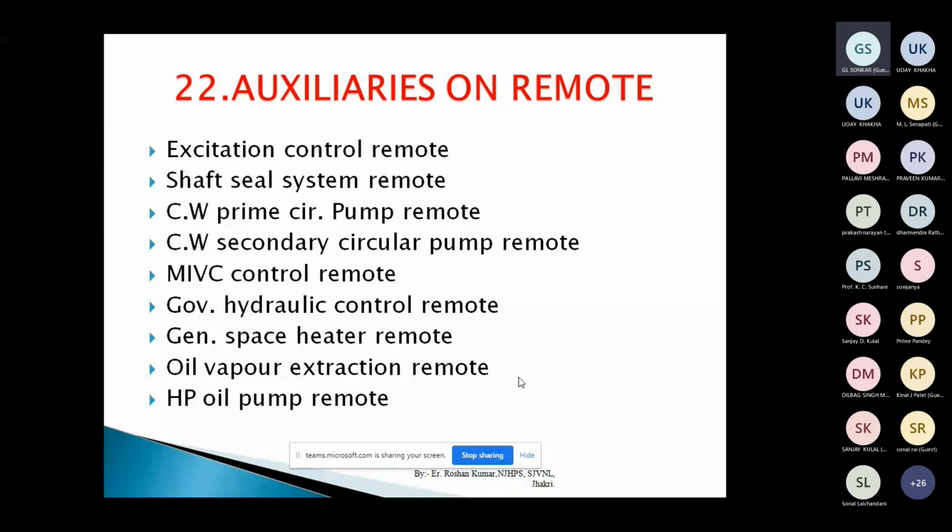Then oil vapor extraction pump. There are some vapors while operating. There are some vapors in the oil. So the vapor should be extracted, and the oil vapor extraction pumps are there. They will extract the vapors.